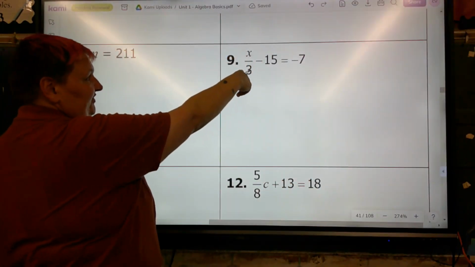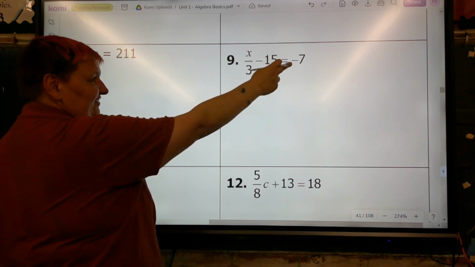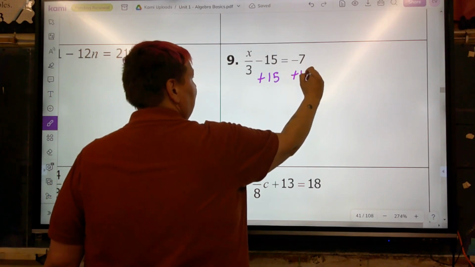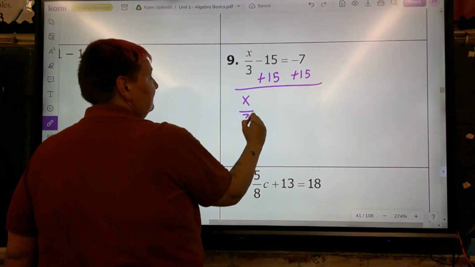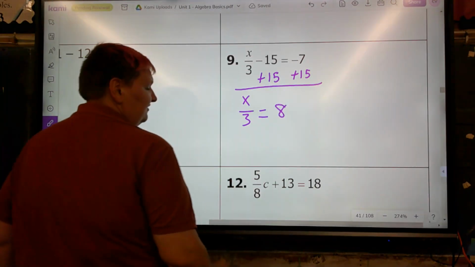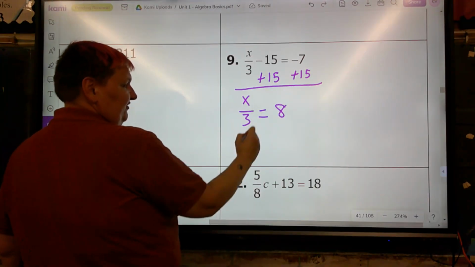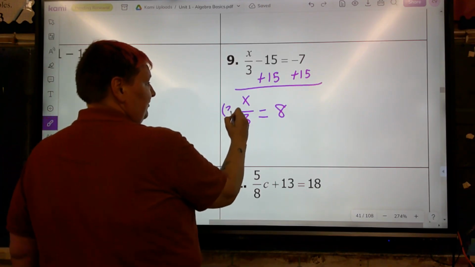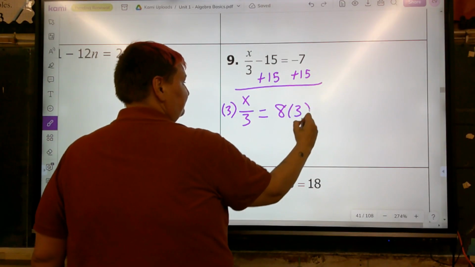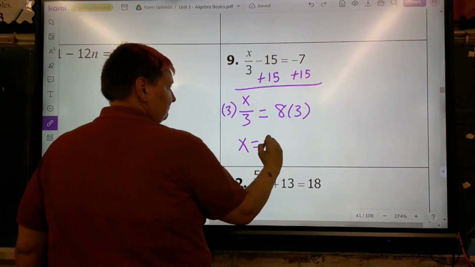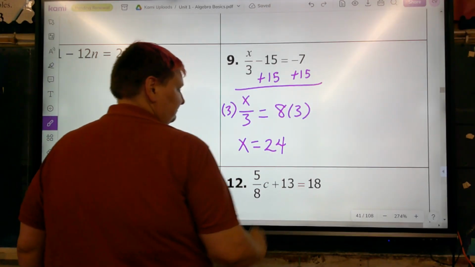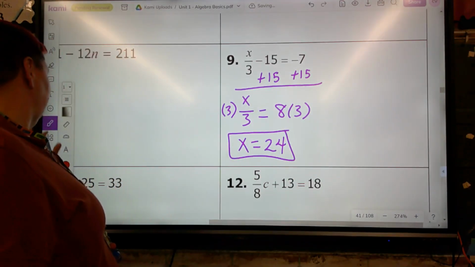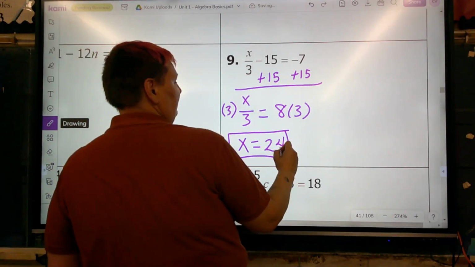X divided by 3 minus 15 equals negative 7. Get rid of the constant first. Then get rid of the coefficient, or the divisor in this case. Multiply both sides by 3. X equals 24. Again, you can always go back and substitute it in to make sure it's true.